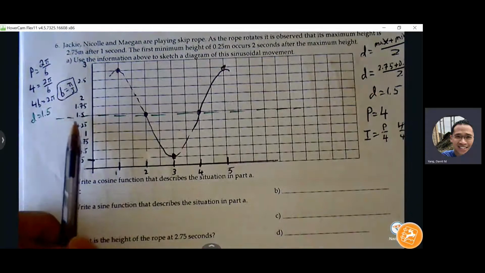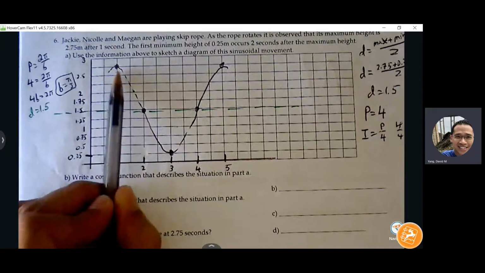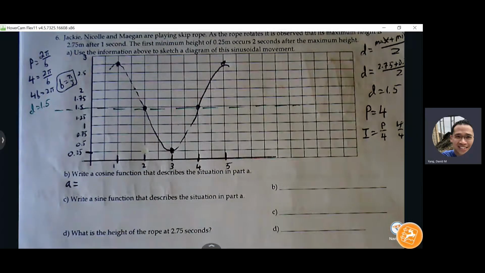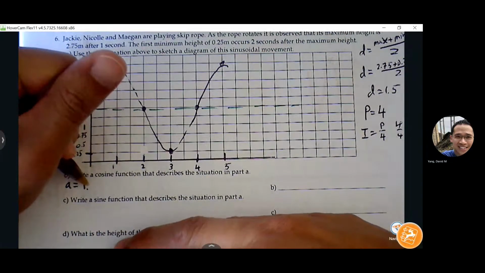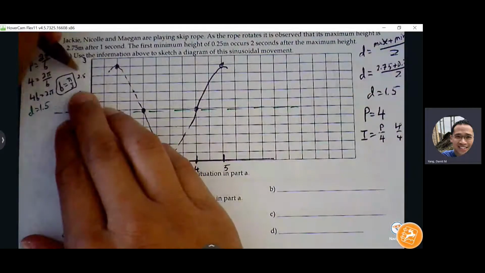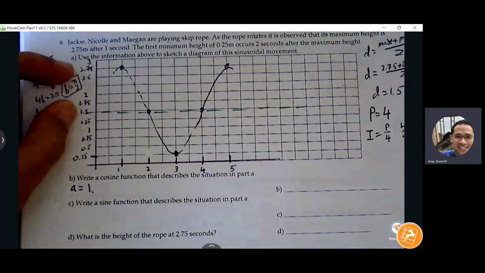The A value is the distance from the midline to the maximum. We know our A value is positive. It looks like the graph is starting high, so I think we can let the A value be positive. I'm sorry, 2.75 is the max. So sorry, the A value is only 1.25, right?